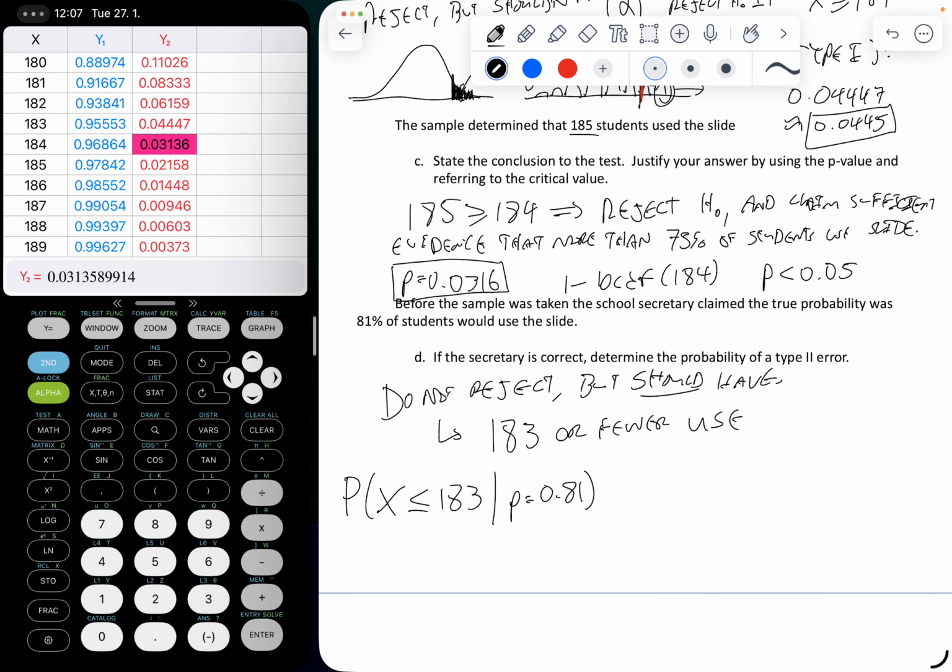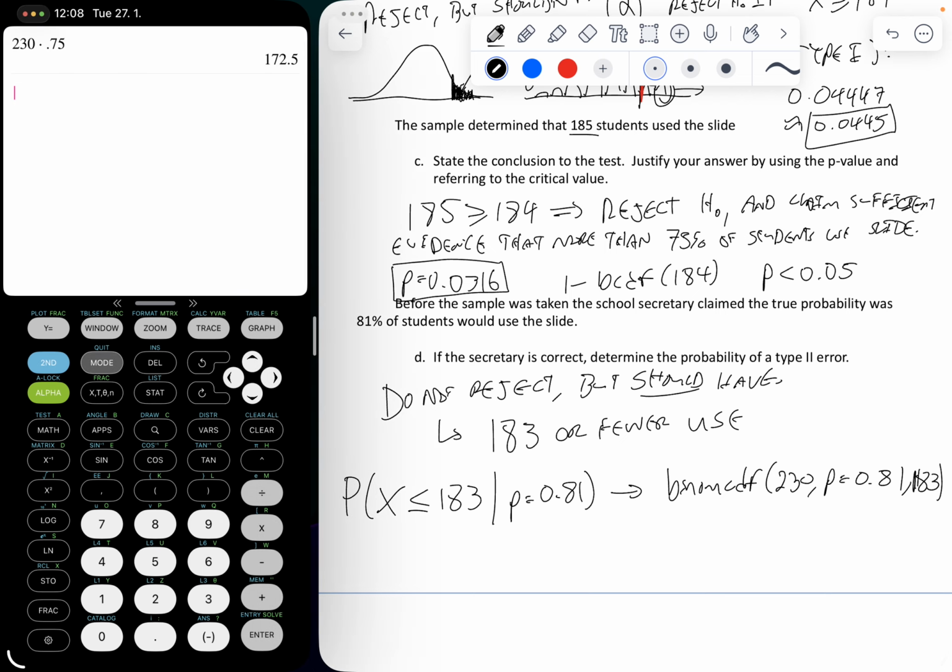So that's just a binomial CDF. I'm going to use binom CDF with 230 kids. The probability is 0.81 now. And just like when we were doing normal distributions, you have to change where the actual metric is that you're using. And we're going to do up to 183. That'll give us the probability that we don't reject the null hypothesis, but we should have.